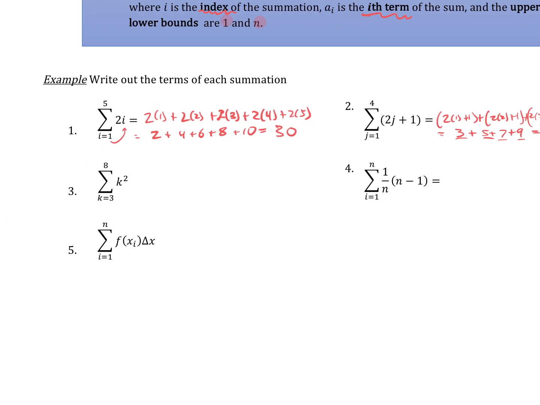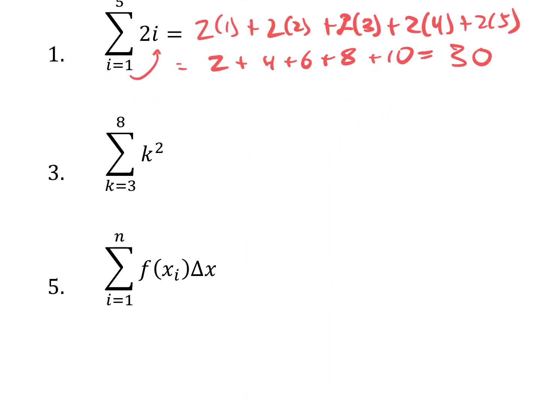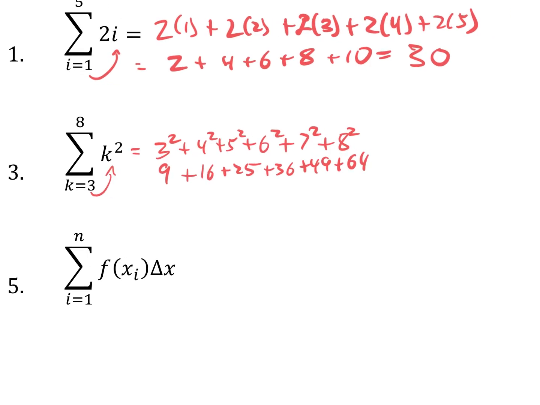What about, well, we can square. Same idea here. We don't have to start at 1. We could start at 3 or some other number. So we have 3 squared plus 4 squared plus 5 squared plus 6 squared plus 7 squared plus 8 squared. All right. 9, 16, 25, 36, 49, 64. Oh boy, this is going to test our adding here.